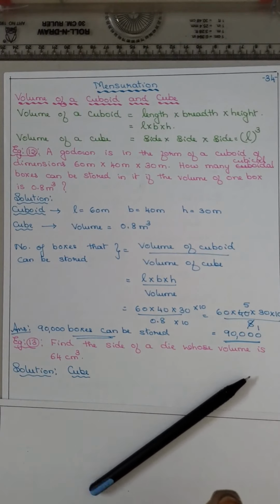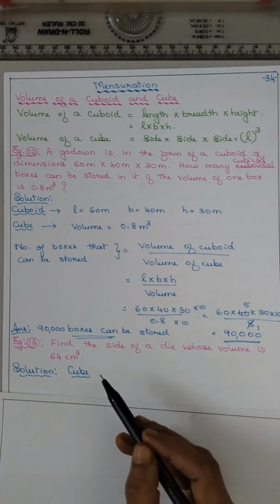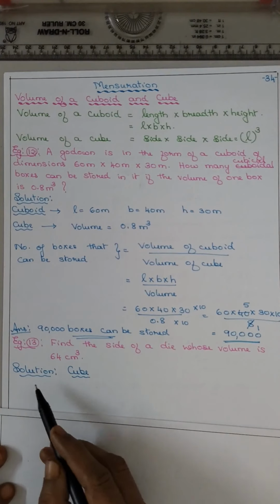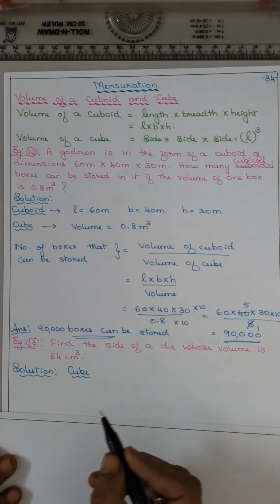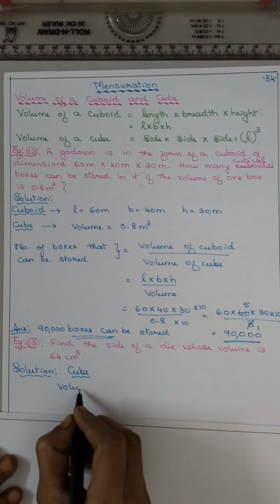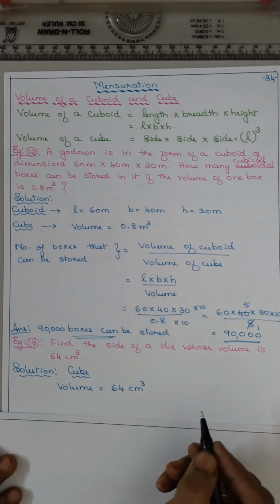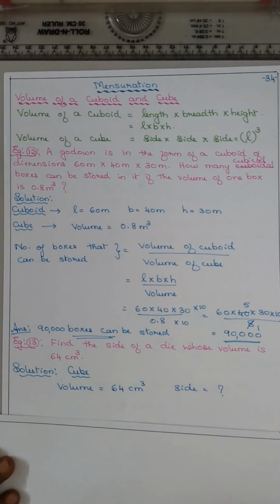Dice, लूडो का डाइस है ना, तो वही. So die whose volume is 64 सेंटीमीटर क्यूब. इधर वॉल्यूम दिया है आप लोगों को, the side of the die is asked. So first you write solution. What is the shape? Cube. Now what is given? Volume. So volume is given as 64 centimeter cube. Now side is asked. Side is equal to how much?